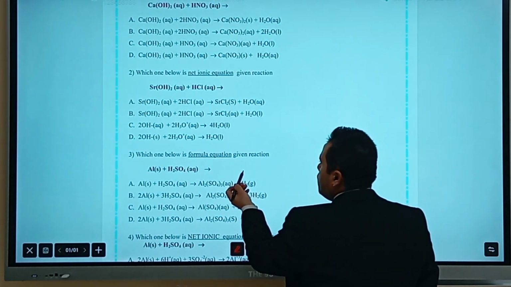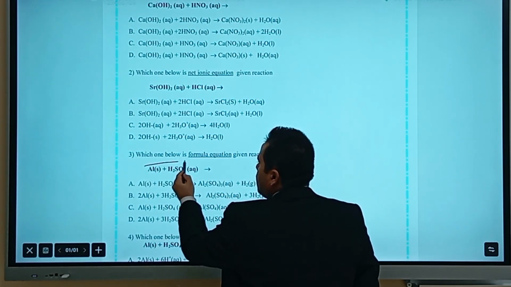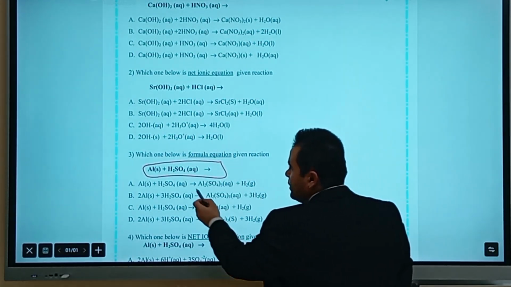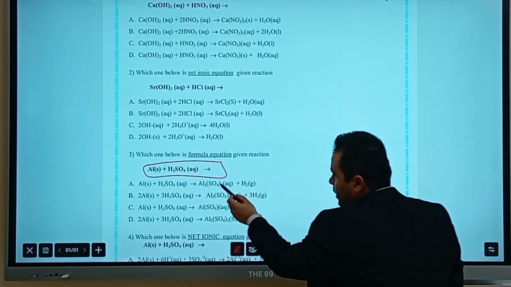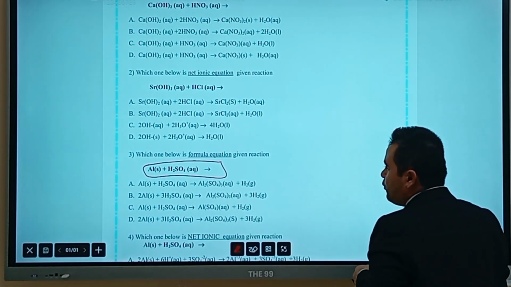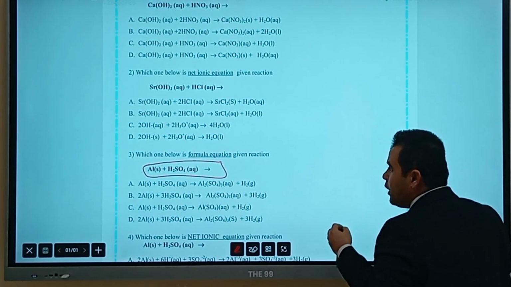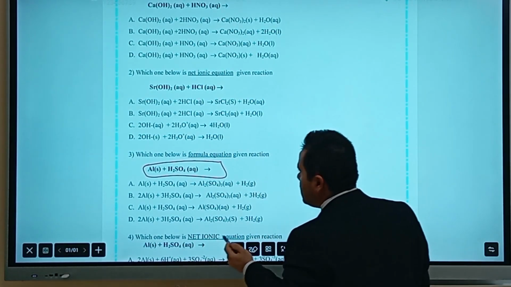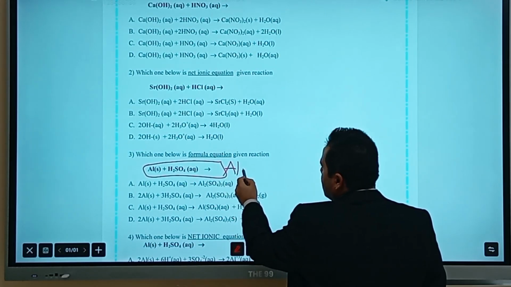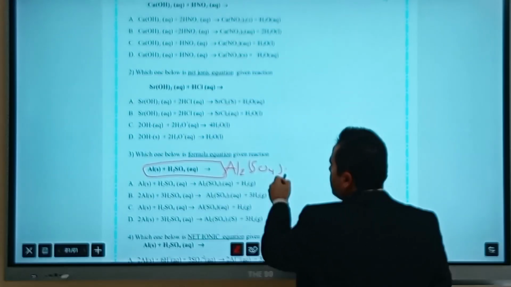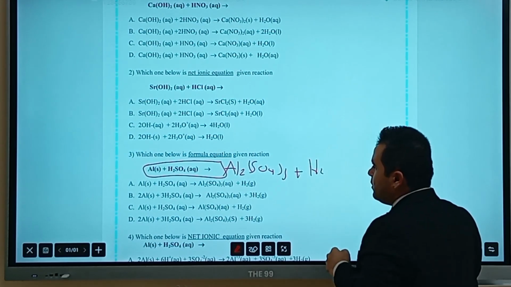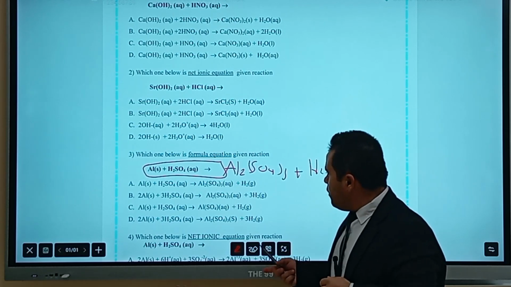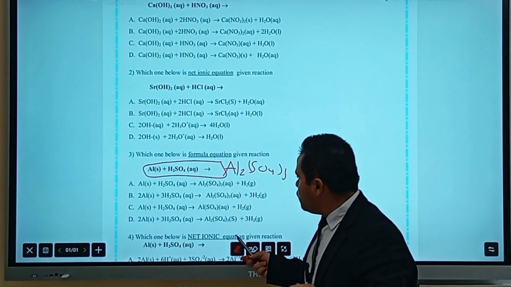Which one below is the formula equation given the reaction? Aluminum with sulfuric acid. We solved it above, guys. The aluminum will produce 6 hydronium in the reactant, and then in the product 6 H2O must be added. So the formula equation is given, but the net is not. The formula equation is the requirement. The net is not the requirement. So you form aluminum sulfate, Al2(SO4)3, which is a soluble salt, plus H2 gas.